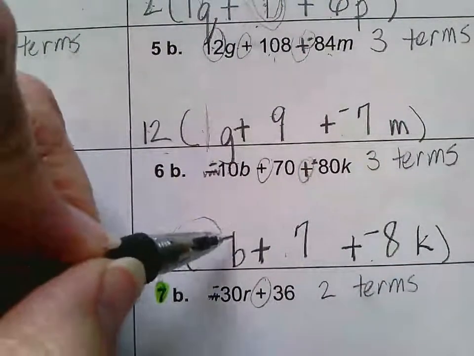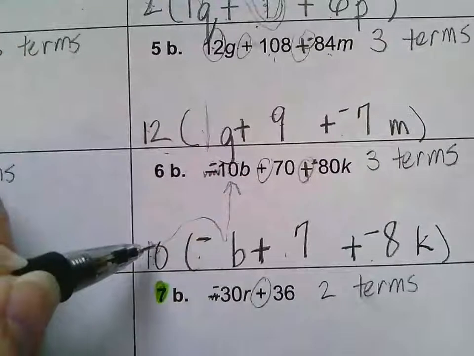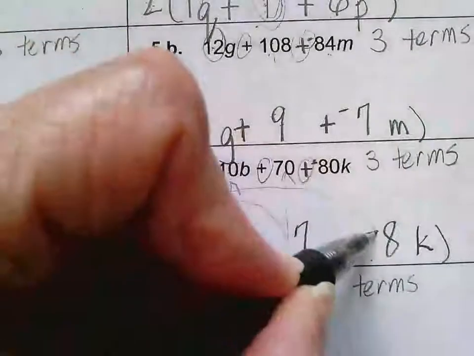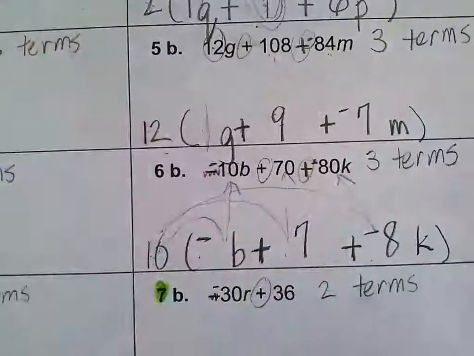Checking it. This gives me negative 10b. This gives me 70. This gives me negative 80. Last two.